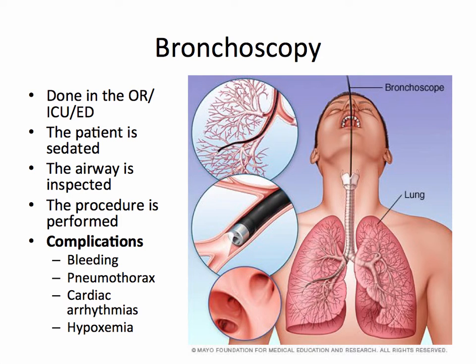Bronchoscopy is done in the operating room, intensive care unit, or emergency department. The patient is sedated, the airway is inspected, and the procedure is performed. Complications of bronchoscopy include bleeding, pneumothorax, cardiac arrhythmias, and hypoxemia. Because of these potential complications, it's important to have a chest tube tray, airway equipment, and cardiac monitoring available. The PTT and INR should be checked prior to the beginning of the procedure. Bronchoscopy is contraindicated in the patient at risk for cardiopulmonary decompensation and those at high risk for bleeding.